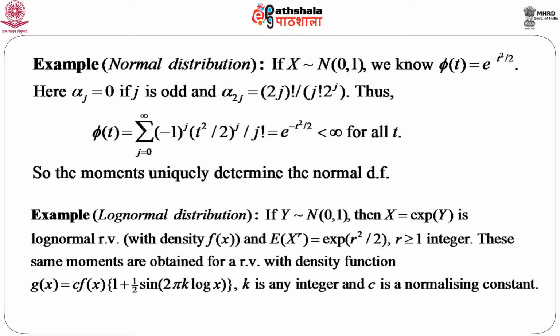But it is observed that these are exactly the same moments that can be obtained for a random variable whose density function is given by g x say, c into f x, where f x is the density function of log normal distribution, into 1 plus half sine 2 pi k log x, where k is any integer and c is a normalizing constant. So that the integration of g x over the full range of x, that is 0 to infinity, should be equal to 1, so that g x would be a PDF. So, here the moments cannot identify a distribution uniquely, because the conditions of the previous theorem are not satisfied.